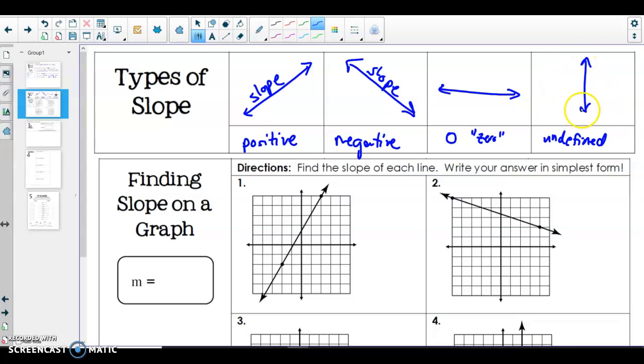Maybe this thing's going up and down, but it's just going up and down very, very slowly. And you know what? Never mind. I don't like my example. If it's going up and down, it's undefined. We can't find that slope.